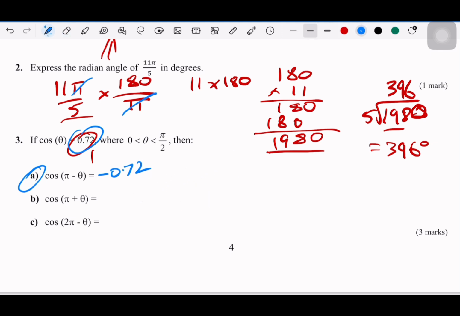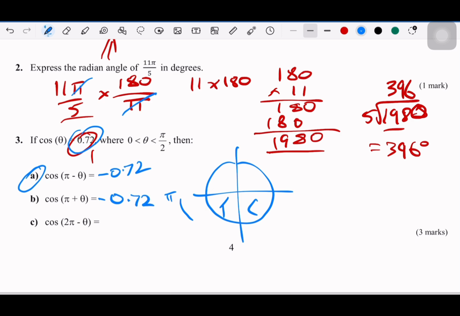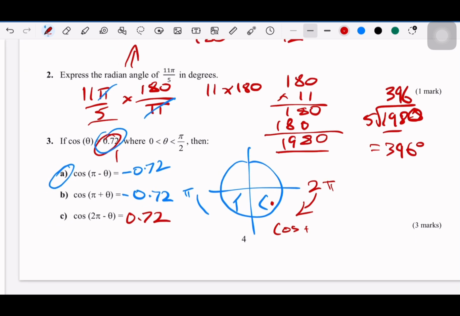And so the second question is asking you, what's it going to be? Is it going to be positive or negative when it's pi plus this angle, which is going into the third quadrant? It's still going to be negative because only tan is positive here. Cos is positive in the fourth quadrant. So negative 0.72. Now it's asking you 2 pi minus. So now you're in the fourth quadrant, and that's when cos is positive. And so this time it's going to be 0.72 as it's positive. That's all you need to write.